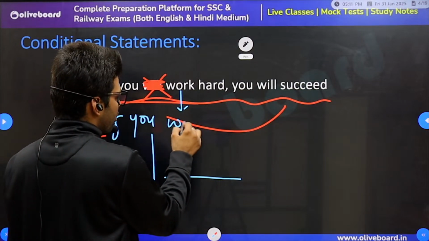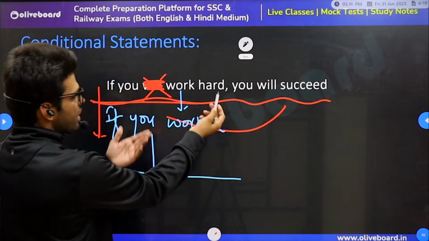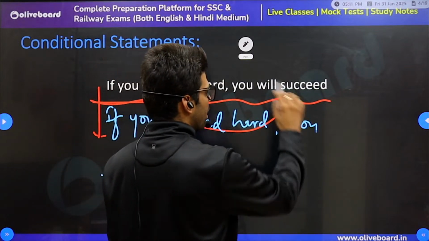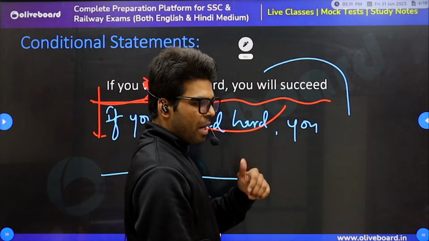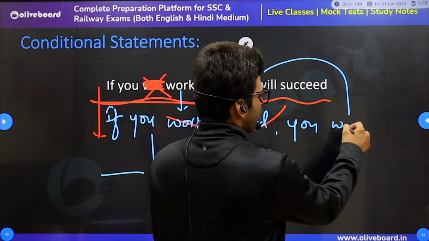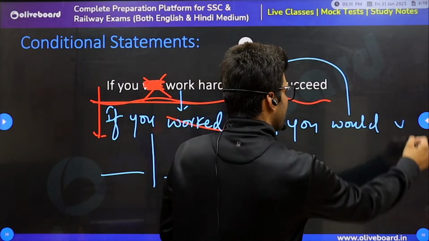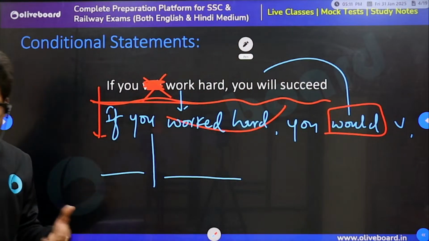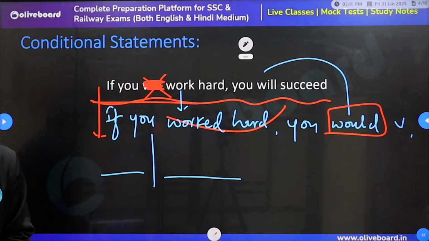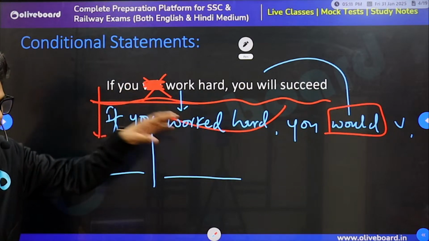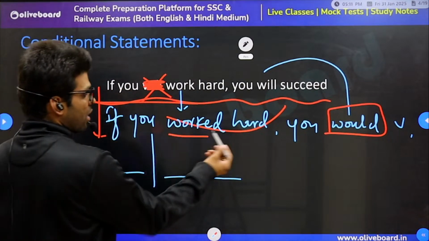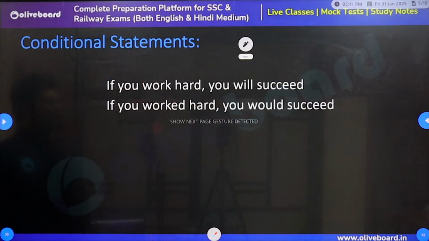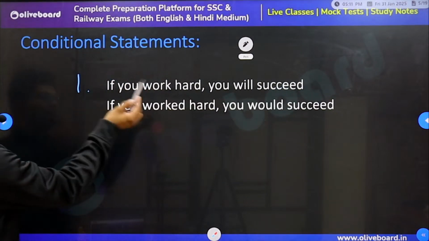So the past tense of work is going to be worked. Obviously adverbs don't change, so hard will be the same here. You, the pronoun, will be the same here. And everybody knows will in past becomes would. So we have this would here mandatorily. And modals take the V1. You have already derived the second conditional clause, which is if you worked hard, you would succeed. That means if the conditional clause is in past and definite tense, we have would in the result. That's the second conditional.